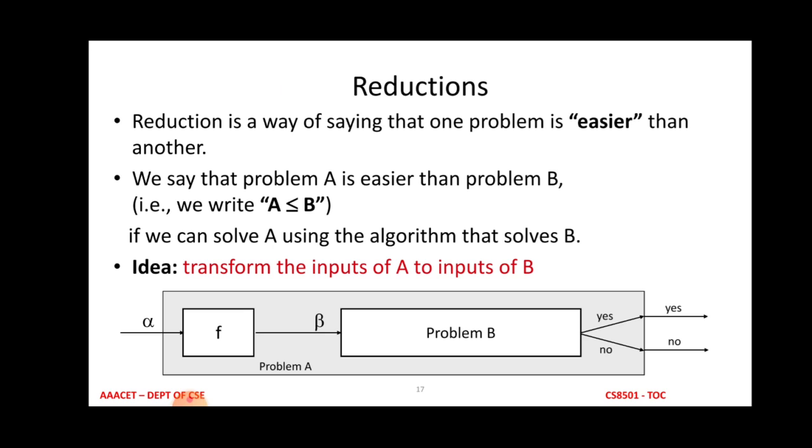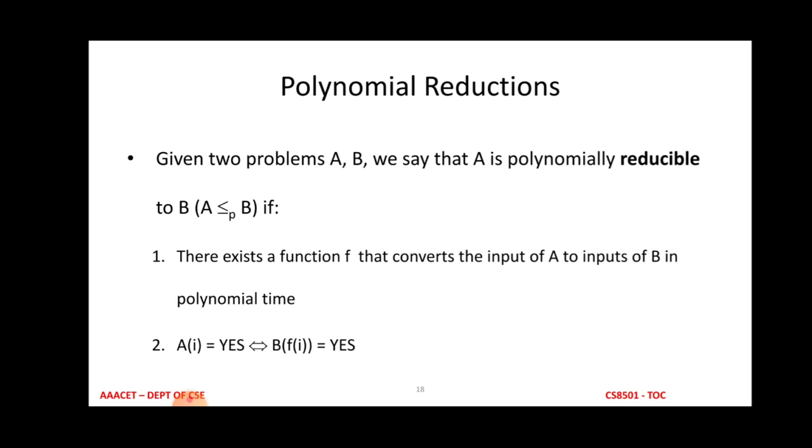And we can solve the first problem A by using some algorithm. That algorithm can also be used to solve the second problem B, because A is easier than B. So some algorithm used for B to get a solution can also be used for getting a solution for A. So this is the concept of reduction. Here the problem A can be reduced to problem B by taking the input alpha and B. Finally the result is either yes or no.